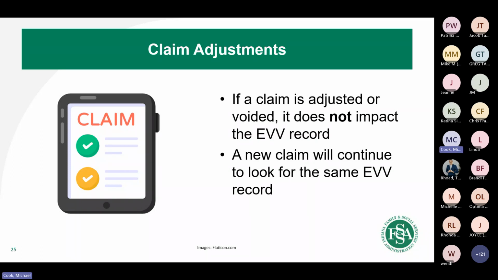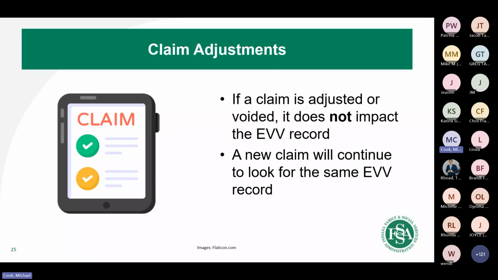Now, if you run into a situation where you receive a denial because there weren't enough units supported by the EVV activity, or some of your EVV records weren't submitted to the aggregator in a timely fashion, and you need to go back, void, and replace those claims and adjust those claims, when you go back to make that adjustment, we will make another call out to the aggregator, and whatever's in the aggregator at that point in time will be used to match for billing purposes.